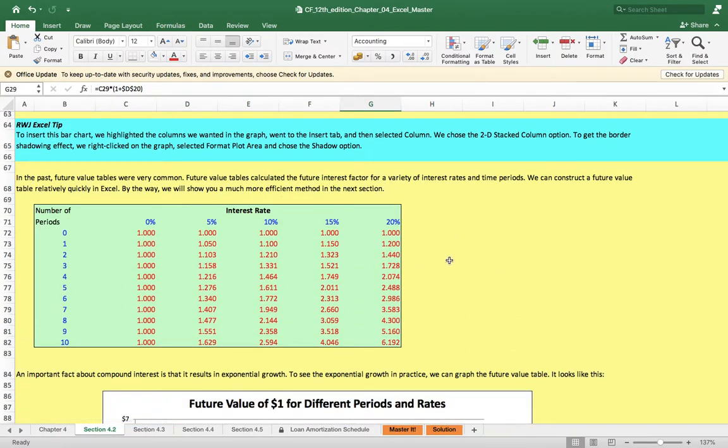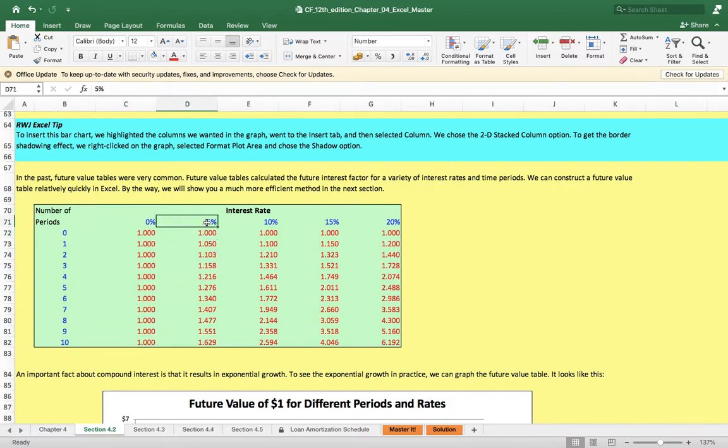Now, there is a table here where the number of periods are given. 0, 1, 2, 3, 4, 5, 6, 7, 8, 9, 10 periods are there, and the rate of interest is given 0%, 5%, 10, 15 and 20%. If interest rate is 0%, what will be the future value after 0 year, 1, 2, 3, after every period? Because the rate of interest is 0, future value is 1 only.